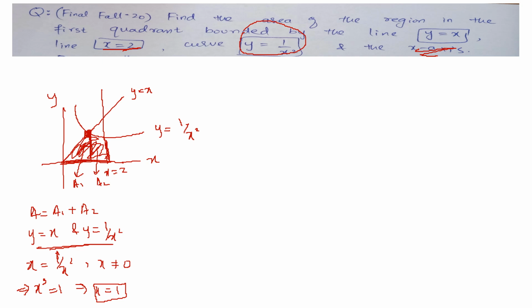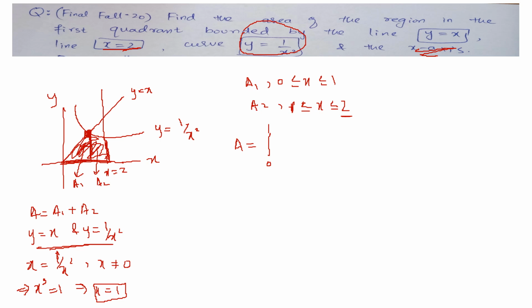Means for the area of the first region our limits of integration are from 0 to 1, and in the second region the limits of integration are given from 1 to 2, since 2 is the highest value of the limit. So let's find the area, and this is limits from 0 to 1.